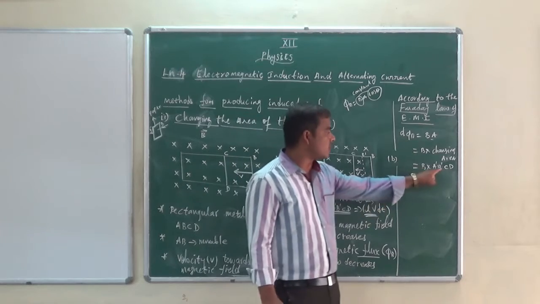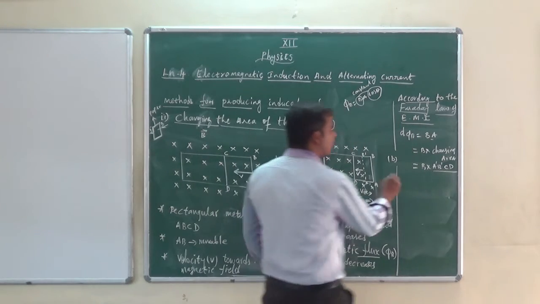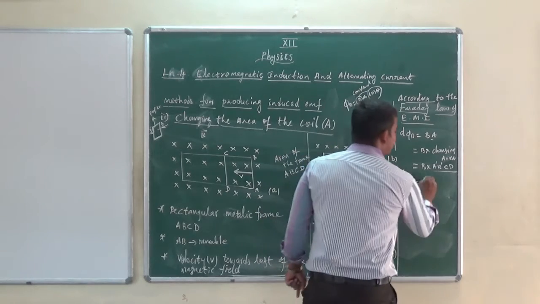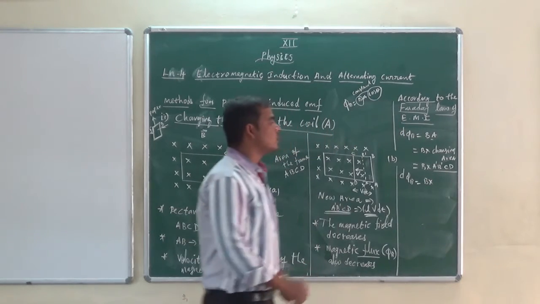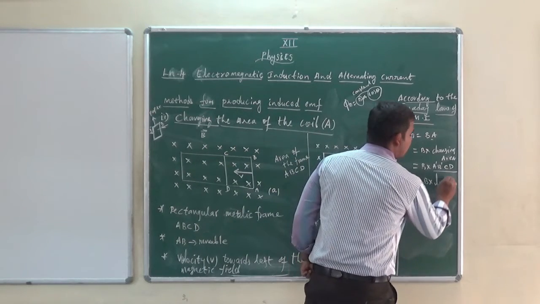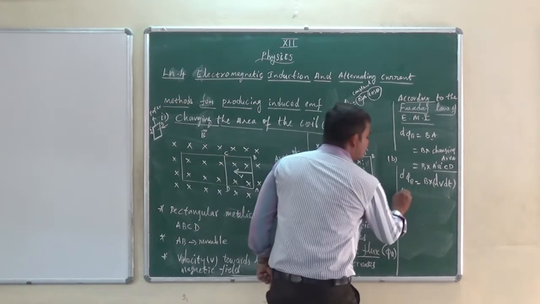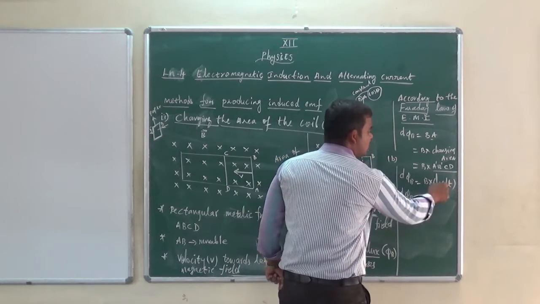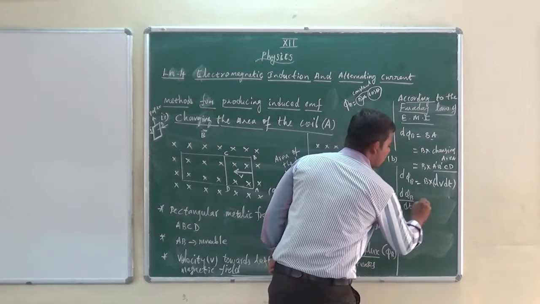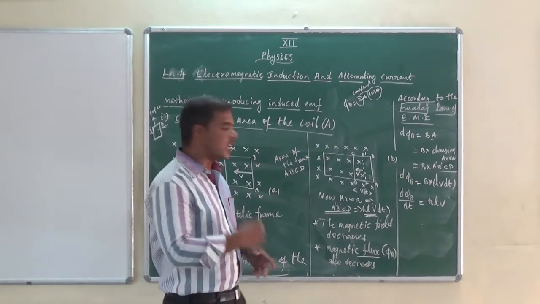Where do we have to substitute that? In this place, A'B'C. So what do we get? dφ by B equal to B into, instead of A'B'C, we substitute l v dt. So B l v dt. Got it? In this equation, I want to change dt to the left side, in the denominator. So dt equals what? B l v.